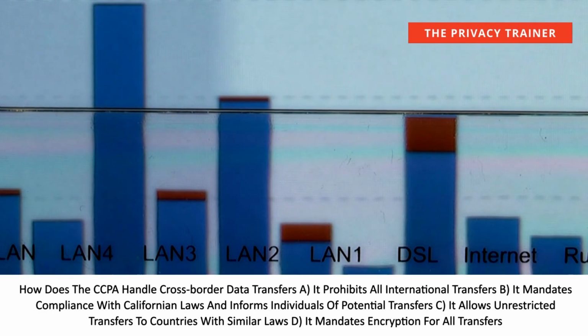B. It mandates compliance with Californian laws and informs individuals of potential transfers. C. It allows unrestricted transfers to countries with similar laws. D. It mandates encryption for all transfers.